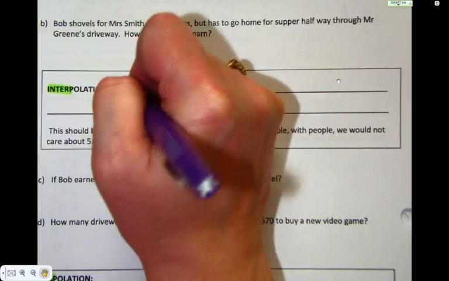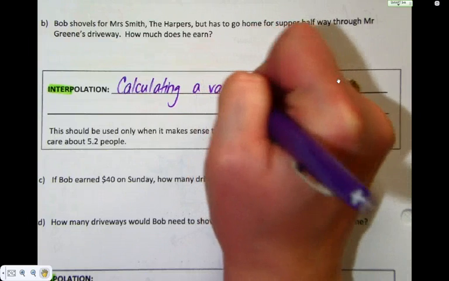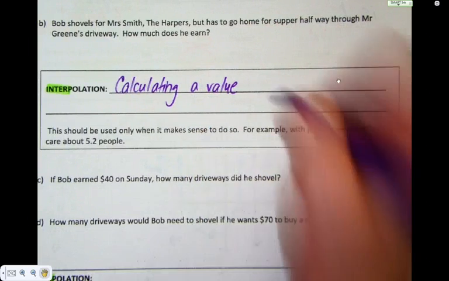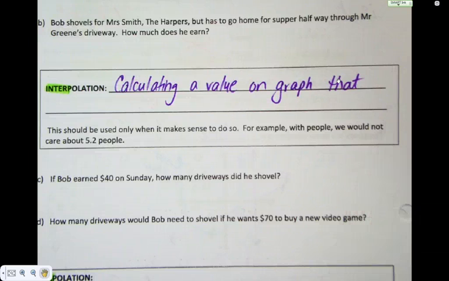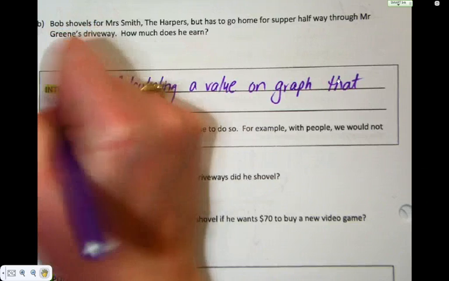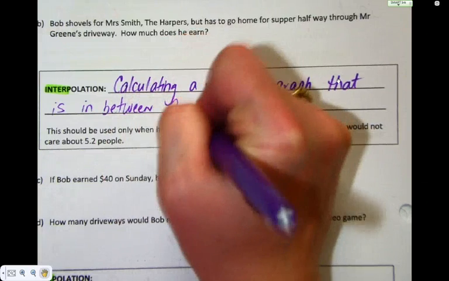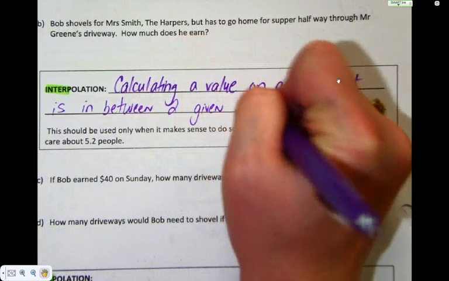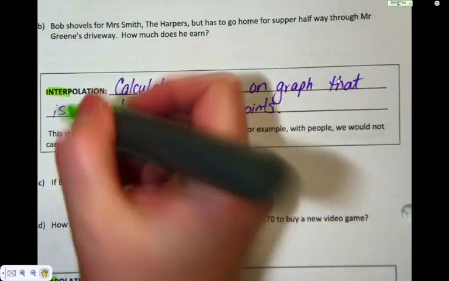Interpolation is calculating a value on a graph that is in between two given points. Calculating a value on a graph that is in between 2 given points. I'm going to highlight in between.